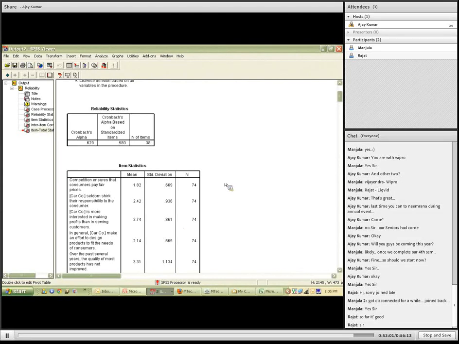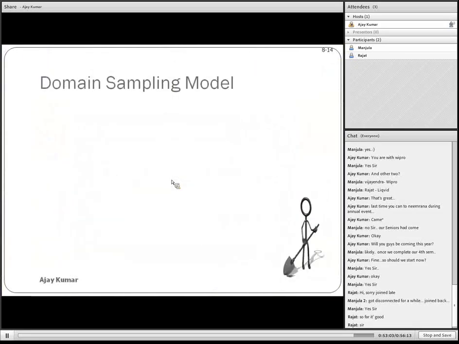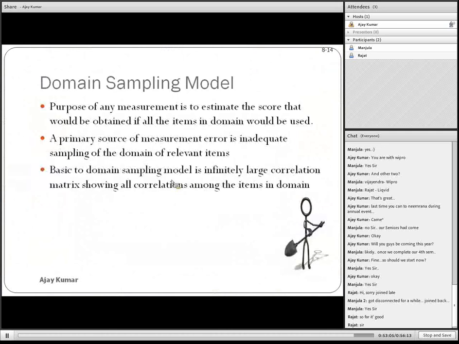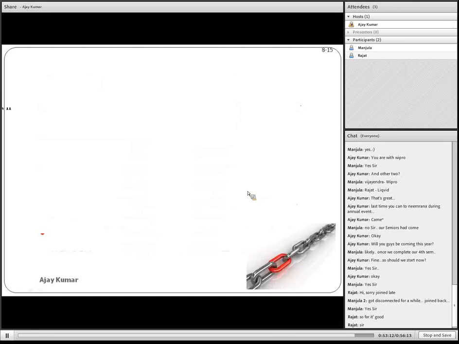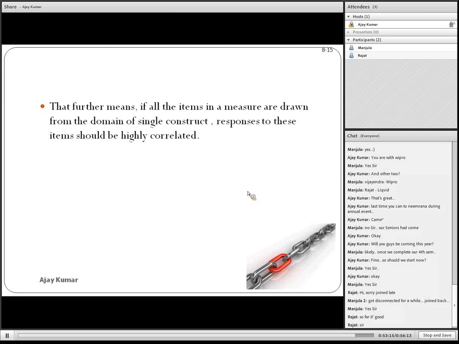So this is what we have discussed. Here, the average correlation, the key assumption, is that items belong to the domain of the construct and have an equal amount of common core. That further means that if all the items in a measure are drawn from the domain of a single construct, responses to these items should be highly correlated. That is something we have already discussed. And then we will be checking reliability. Reliability is something that I have touched upon. Cronbach alpha is nothing but a measure of reliability.